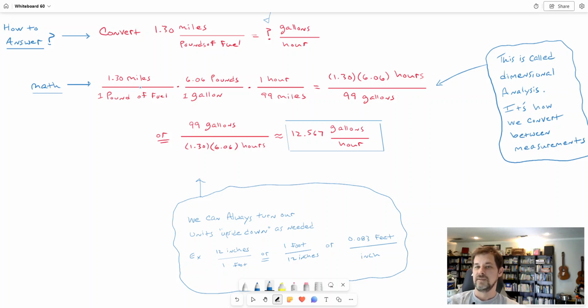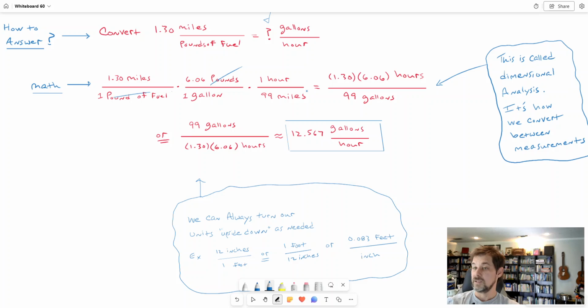If I multiply this by the fact that the fuel weighs 6.06 pounds per gallon, and that was given to me, if I go back up and read that question that was given, then what that will do is it will cancel pounds out of my work. And then if I multiply the fact that the plane was going 99 miles per hour, which I write this way, I wrote miles on the bottom because I want to cancel miles out of it. I want to end up with gallons and hours. I've got to cancel miles and pounds out of it.